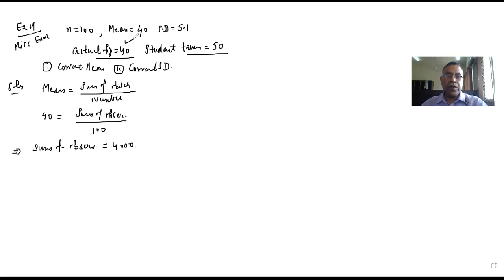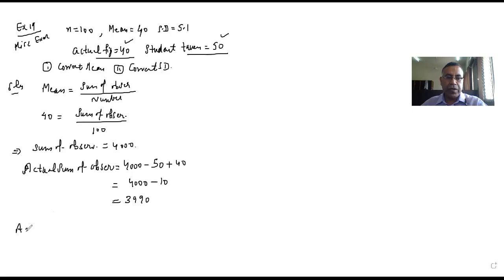Actual figure was 40, but he has taken 50. So for the actual sum of observations, I subtract 50 and add 40. Why? Because 50 was a wrong figure, so I have subtracted, but the actual was 40, so I have added. So this is equal to 4,000 minus 10, which is 3990. This is the actual sum of observations.